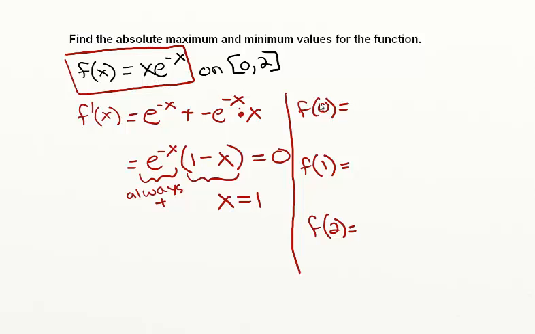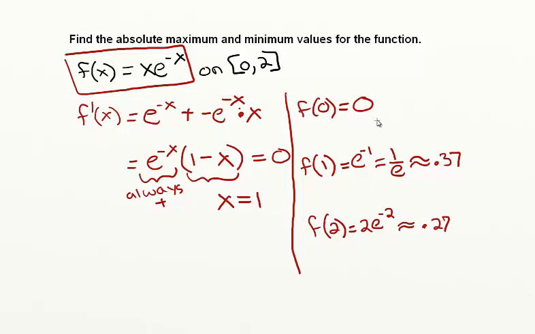So f of 0 is obviously going to be 0 because we have x times e to the negative x, and when x is 0, that's 0. Then f of 1 is going to be 1 times e to the negative 1, or 1 over e. And if we get a numerical value for that, it's approximately 0.37. Then f of 2 is going to be 2e to the negative 2, which if we plug in a numerical value for that, we're going to get approximately 0.27. So these are all the possible places for an absolute maximum or minimum.